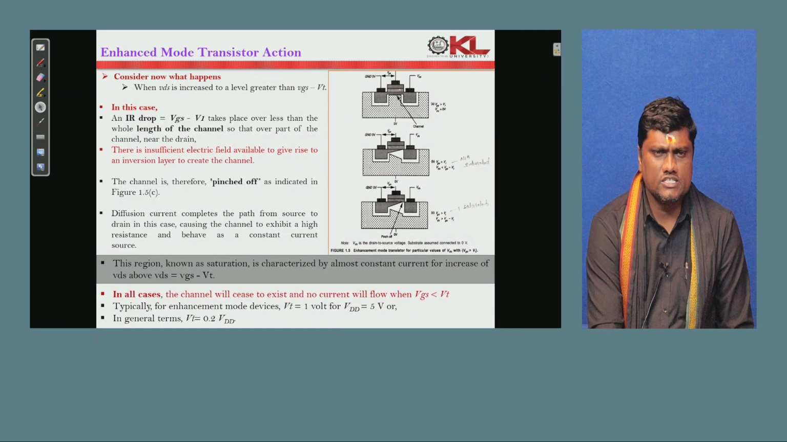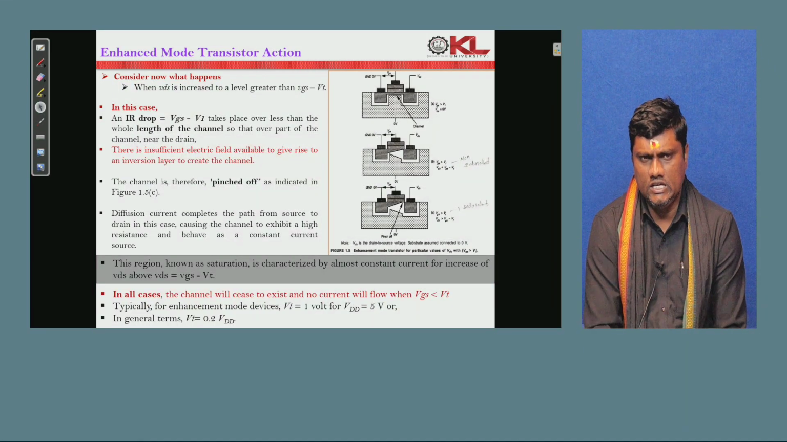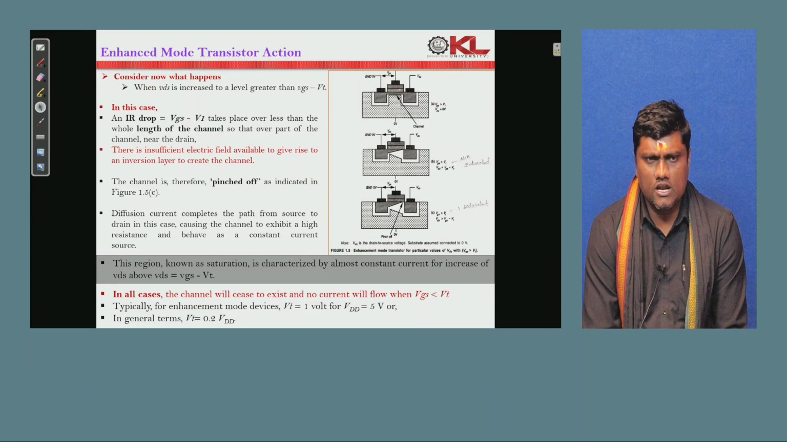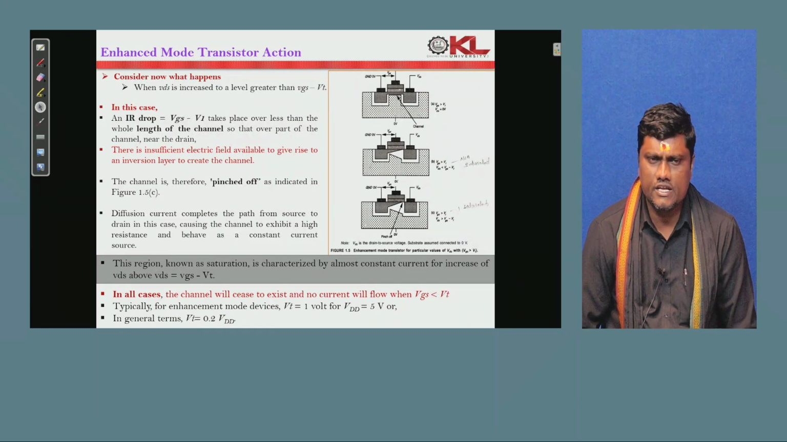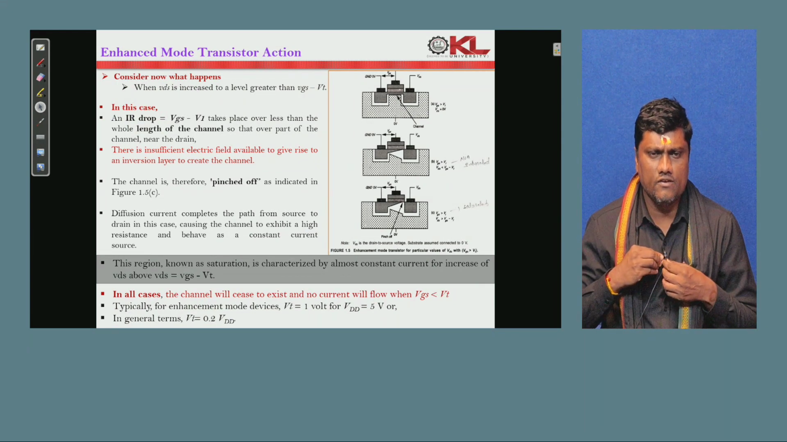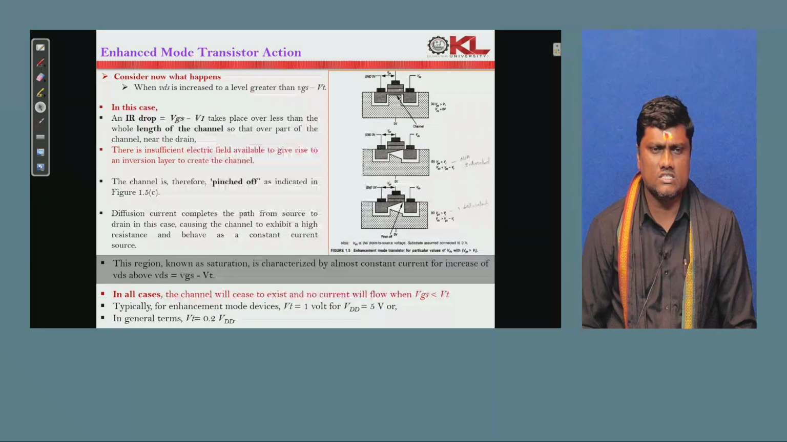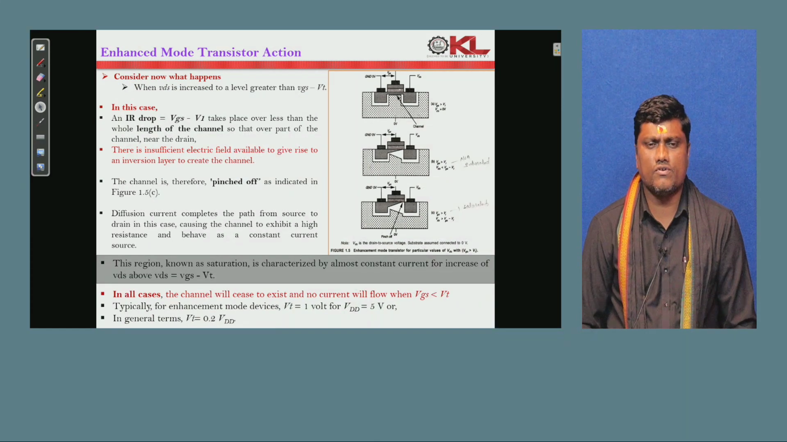Now consider what happens when VDS is increased further, greater than VGS minus VT. That is the third condition. Then the IR drop will happen along the length of the channel, therefore near the drain there is insufficient electric field available to give rise to an inversion layer to create the channel. Slowly the number of electrons goes, then as VDS increases more and more, the depletion width will increase, and after a certain maximum VDS is given, the pinch-off condition will happen.